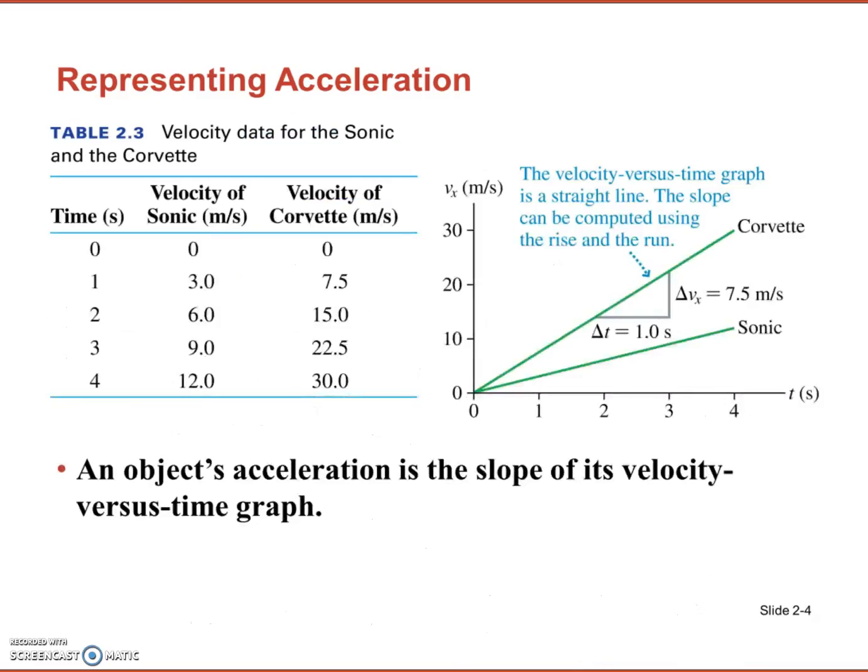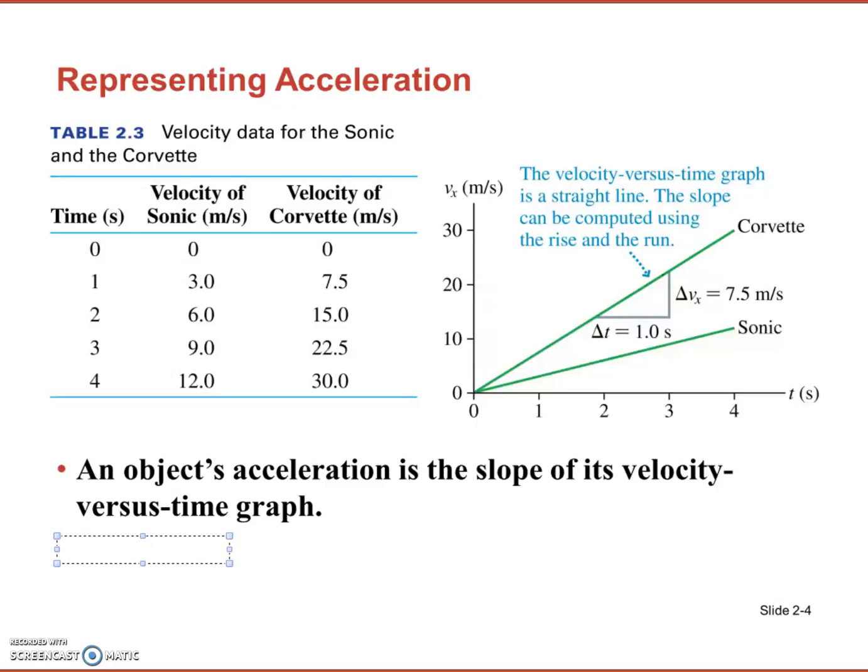Okay. If we were to graph this on a velocity versus time graph, we see the Corvette achieves a faster velocity in a shorter amount of time. So for every second, the velocity increases by 7.5 meters per second. And we see that the Corvette has a steeper slope relative to the Sonic. We could put this into tabular form, but more importantly, we'd like to look at it as a graph. So we can say that the object's acceleration is the slope of the velocity versus time graph.